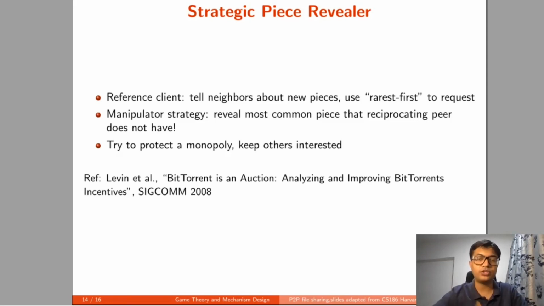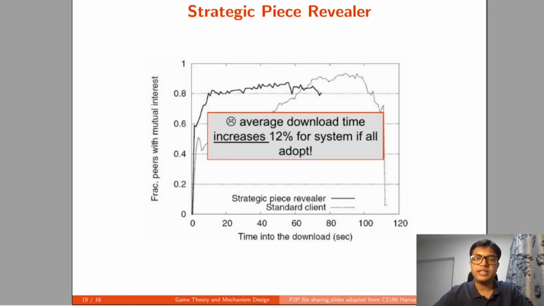At the end, possibly you can keep other people interested, and you can recover any piece that you are looking for because you have the most rare pieces. So this is essentially the strategic piece revealer. This is something like an auction. You are keeping your monopoly. And it has been seen in experiments that this strategic piece revealer, which is the solid line here, downloads all the files almost 12% earlier than the standard reference client.